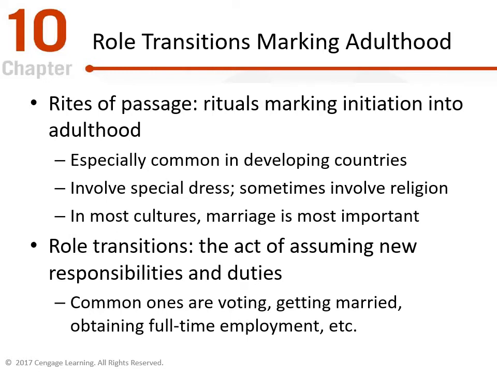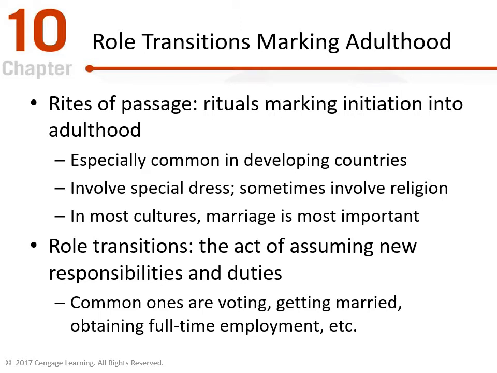Now we're going to look at role transitions marking adulthood. We talked a little about this earlier, as a precursor to this chapter. What specific role transitions would delineate your advancement into adulthood from adolescence? We think of these as rites of passage, rituals marking initiation into adulthood. They're especially common in developing countries. They may involve special dress, sometimes religion. In most cultures, marriage is most important. Can you think of some that you have experienced in your life or culture, or in the United States? Your book emphasizes that they may involve elaborate steps that take days or weeks to complete, or they can be compressed into a few minutes.